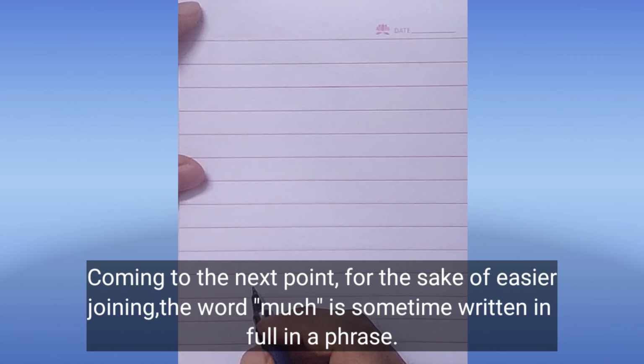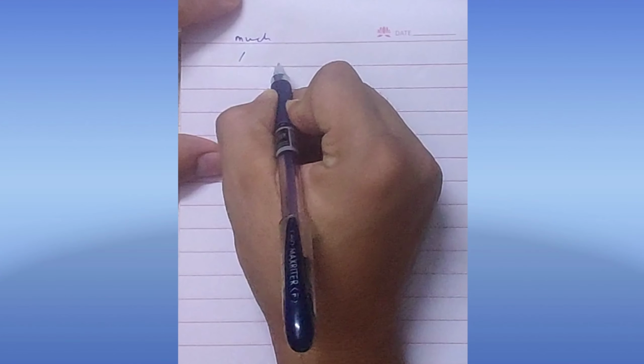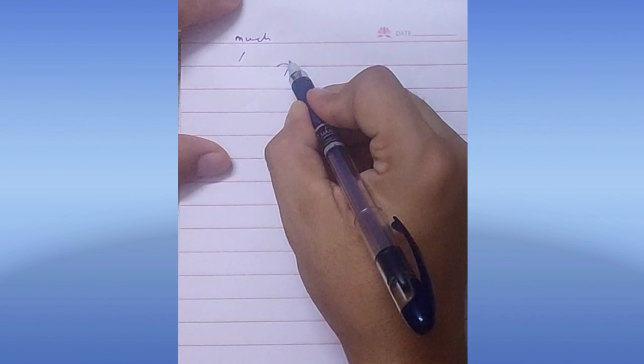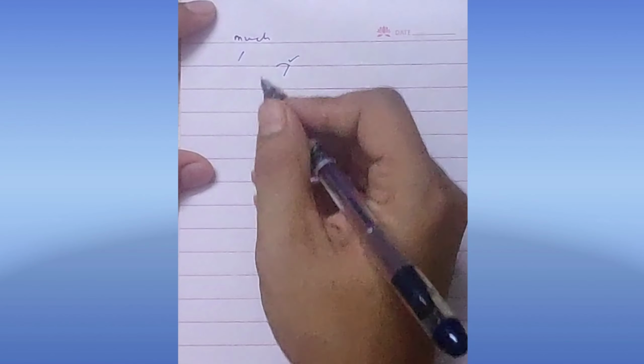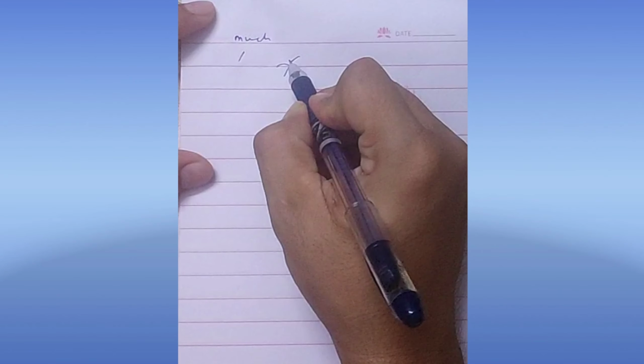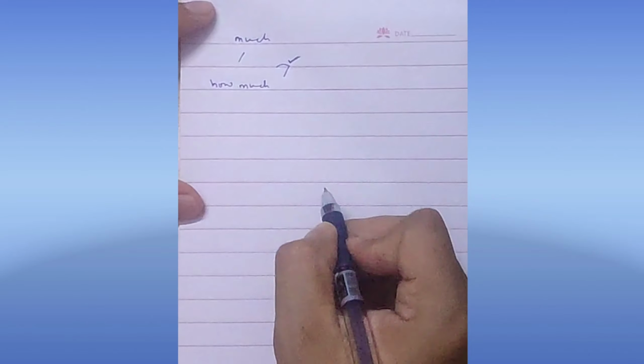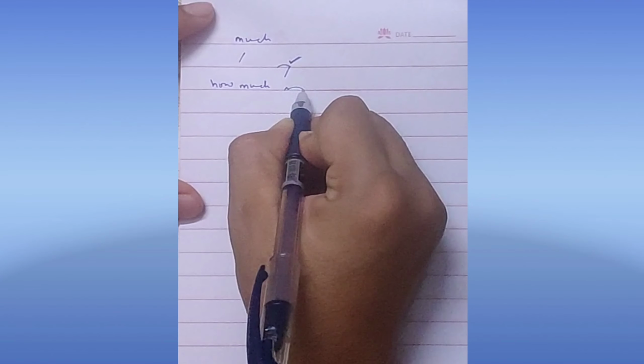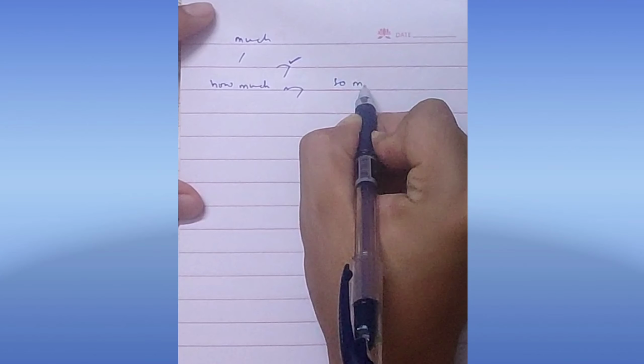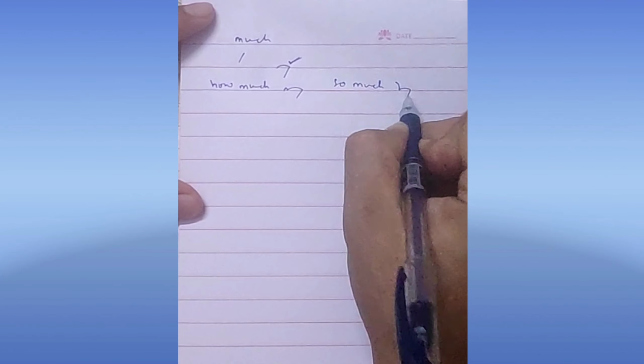Coming to the next point, for the sake of easier joining, the word "much" is sometimes written in full in a phrase. Two ways of writing "much" are this and this. This is the full length "much". Here in this rule we will be talking about this one. In order to write "how much", we should write like this: how much, so much.